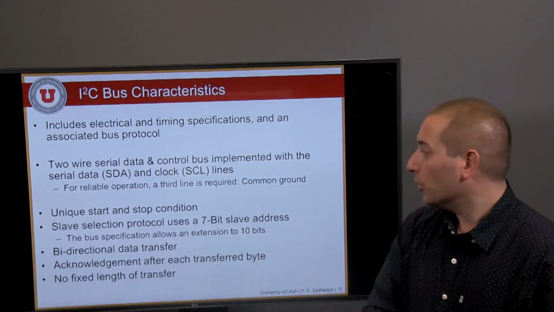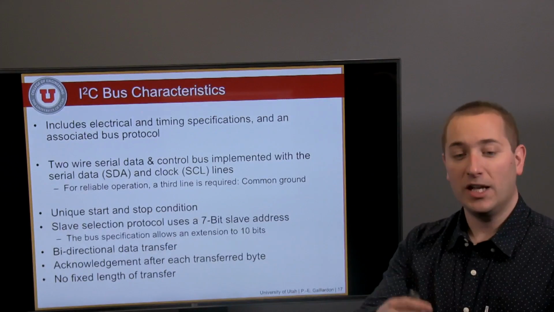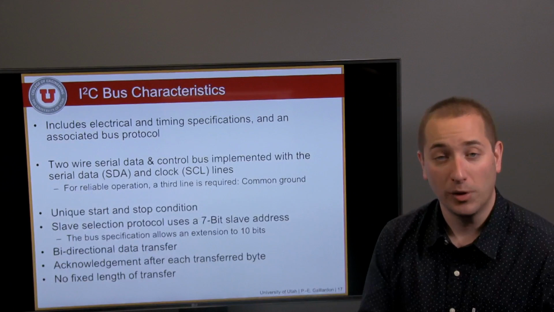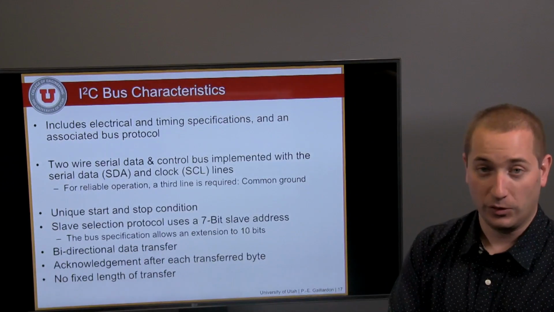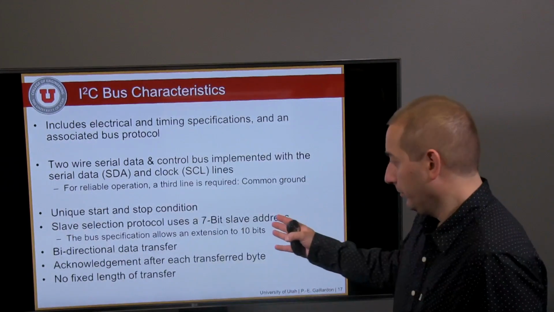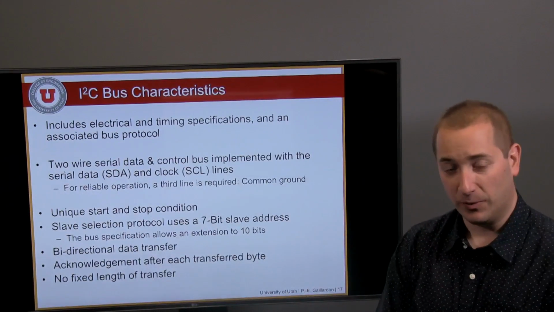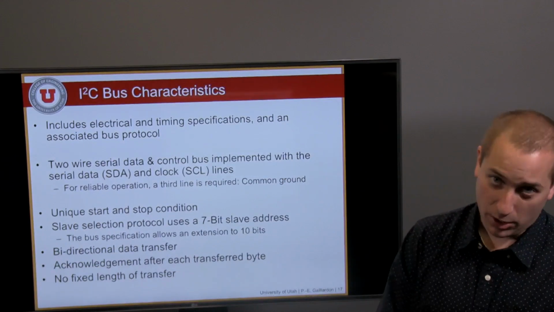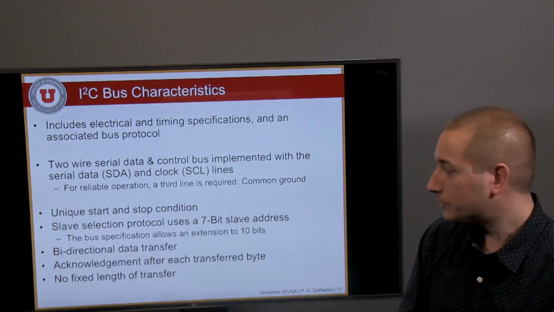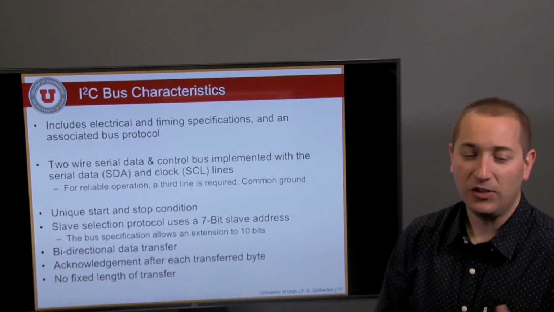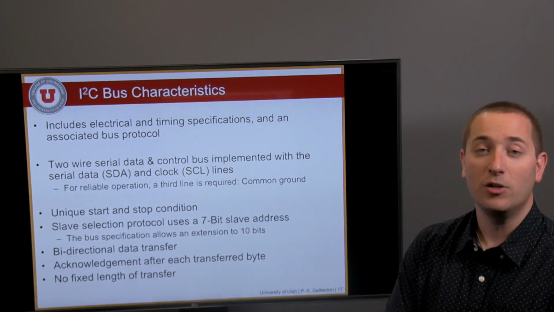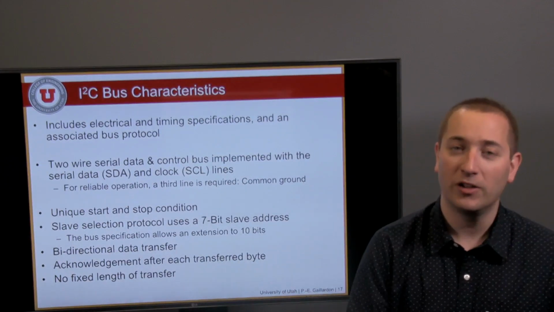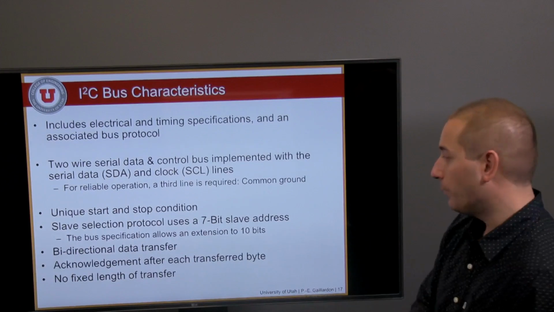The bus protocol does include a unique start and stop condition to again minimize the overhead coming from the transmission protocol, and you will support an addressing system. Because you have potentially multiple listeners on the bus, you can communicate from one IC to many others. You will have a slave selection protocol using a 7-bit slave address. As a matter of fact, the bus specification does allow an extension to 10 bits. We will look into that later.